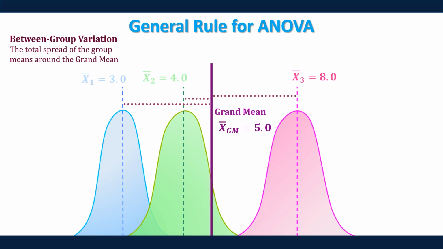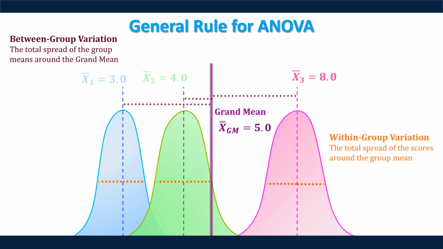Each of these groups will also have its own variance, represented here by the orange horizontal lines. The unexplained or within group variation adds up the variances, or average spread of each group's scores around their respective group mean.